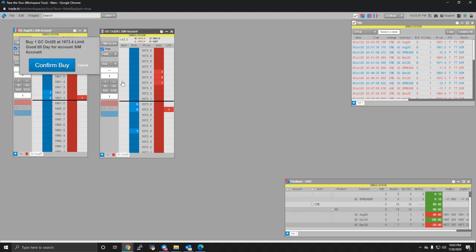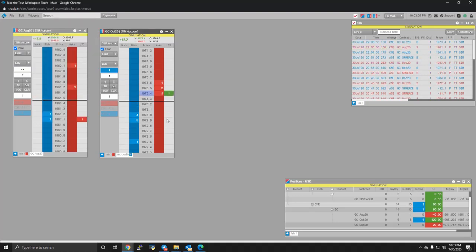Okay, it took it, so now I'm going to immediately buy October. And if we come down to my position window, I can see gold GC August 2020, I am net flat, net position 0. Gold October 2020, I am long 1. So I've maintained my position, and that's the point of the roll.